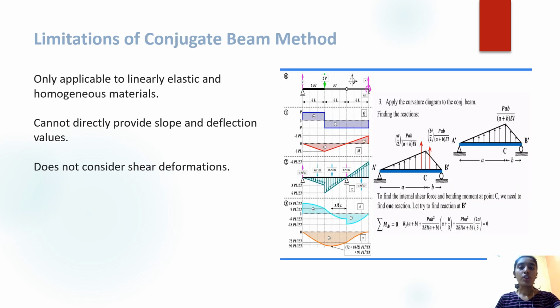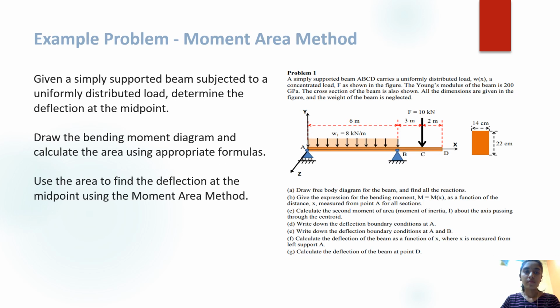Limitations of the conjugate beam method. It is only applicable to linearly elastic and homogeneous materials. It cannot directly provide slope and deflection values. It does not consider shear deformations.